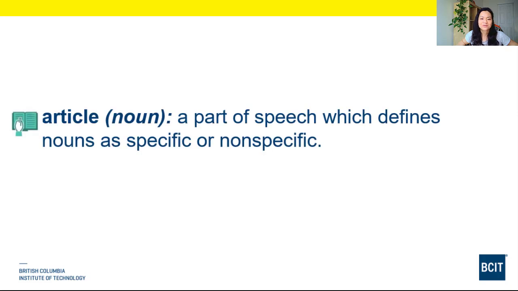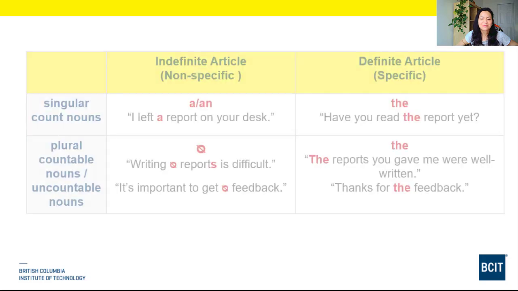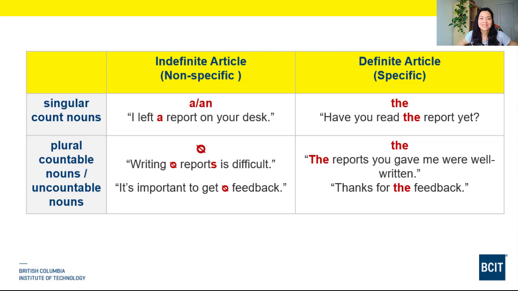Remember that an article is a part of speech which defines nouns as specific or non-specific. You see, articles provide information about the noun for your listener, whether you are speaking about something specific, something you've already talked about, or if you are simply making generalizations. The use of articles can generally be summed up in this chart. We see that for singular nouns, we can refer to it in two ways, non-specific or specific, like, I left a report on your desk, non-specific. You don't know what kind of report it was. Versus the next day when your coworker says, have you read the report yet?